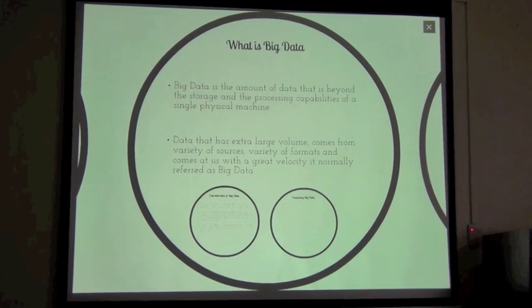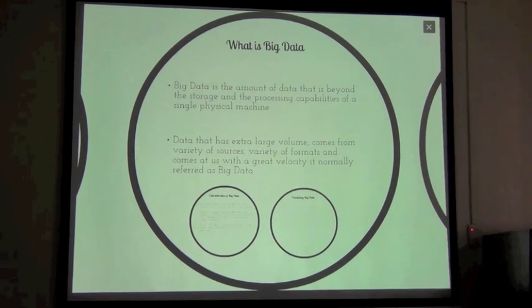Now, if you go by definition, big data is the amount of data that is beyond the storage and processing capabilities of a single physical machine. Clear? Now, data that has extra large volume and comes from a variety of sources. So there are two more characteristics to the data. Data that's really huge comes from a variety of sources.